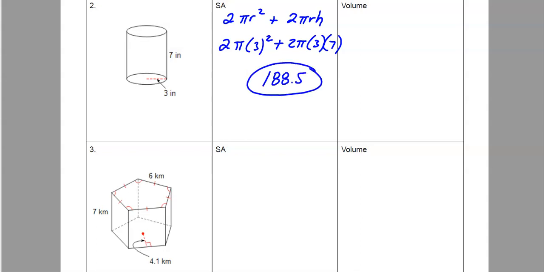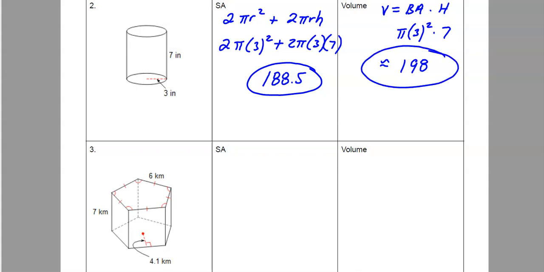All right, volume. Since this is a cylinder, the volume is just the base area times the height. The base area is a circle. So pi r squared times the height. And that shakes out to be somewhere around 198-ish, depending on if you use 3.14 or use pi, but somewhere in the neighborhood of 198. I think that one was a drop-down menu on the test. All right, the next one.